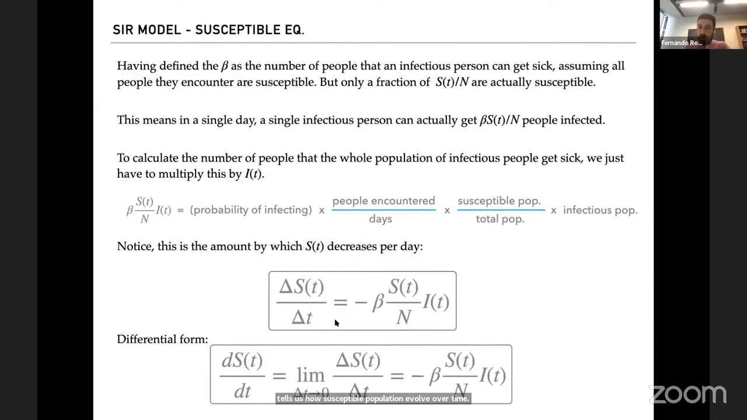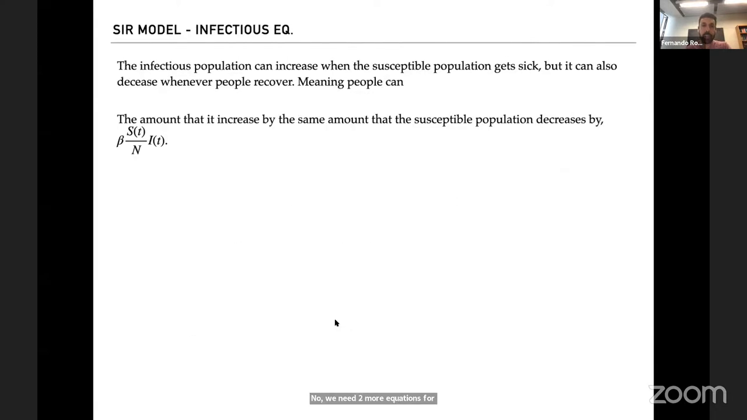Now we need two more equations, for the infectious and for the recovered. Okay, so let's think about the infectious population. This is a bit more complicated because there will be two different factors that are kind of competing. The infectious people will increase when the susceptible population gets sick, but it will also decrease whenever people actually recover. So the increase of infectious people will basically be this one, which is the combination that we were just talking about, just because every time a susceptible person gets sick, they go into the group of infectious. So this is the same rate as before.